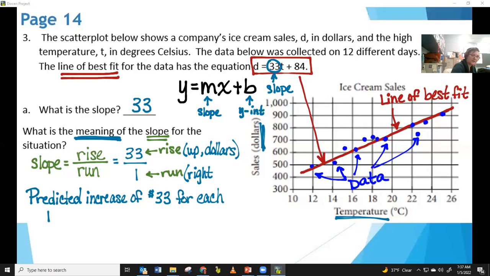one. What are we measuring down on the bottom? Temperature. And they're measuring the temperature in Celsius. So for each 1 degree Celsius increase in temperature, that is what our slope is telling us.